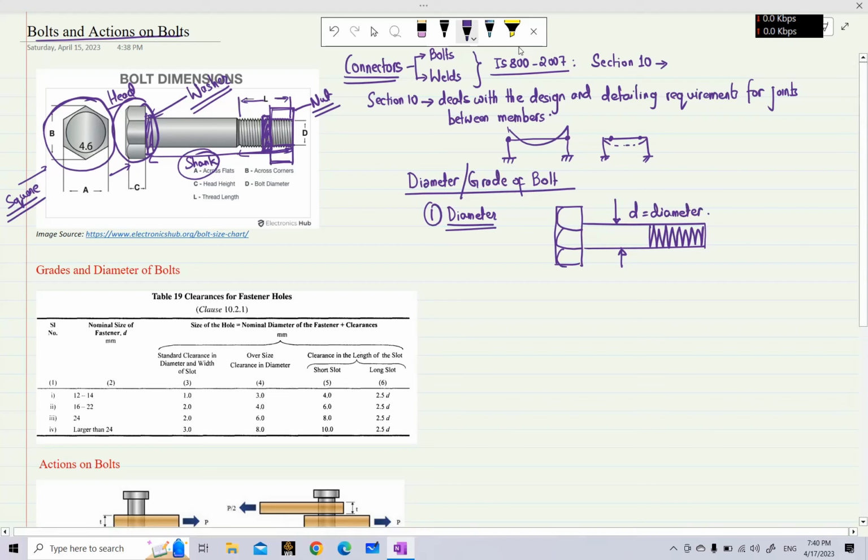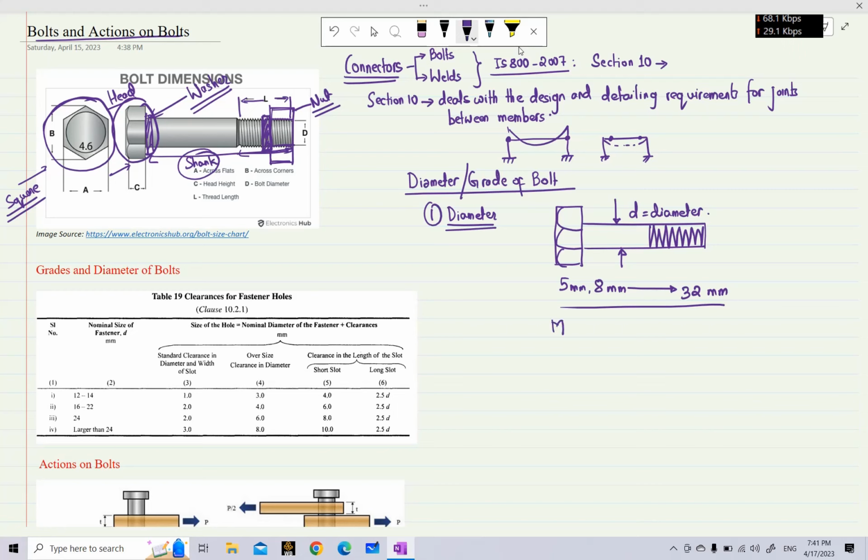The diameter of the bolt may vary, and generally it starts from some value like 5 mm or even 8 mm, and may reach up to 32 mm. So different sizes of bolts are in use, and the diameter is generally represented by the letter M, followed by the number that represents the diameter. For example, an M12 bolt is a bolt of 12 mm diameter. Similarly, an M20 bolt is a bolt of 20 mm diameter. So this is about the diameter of the bolt, and second is the grade of the bolt.